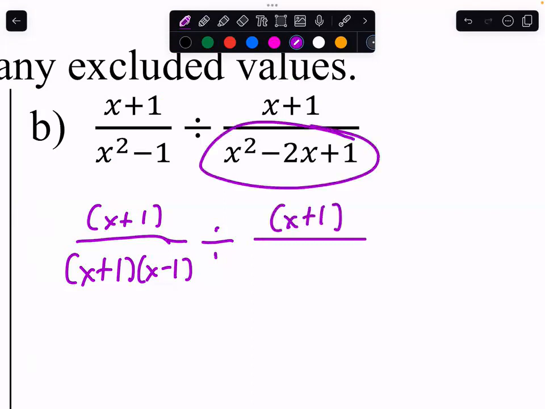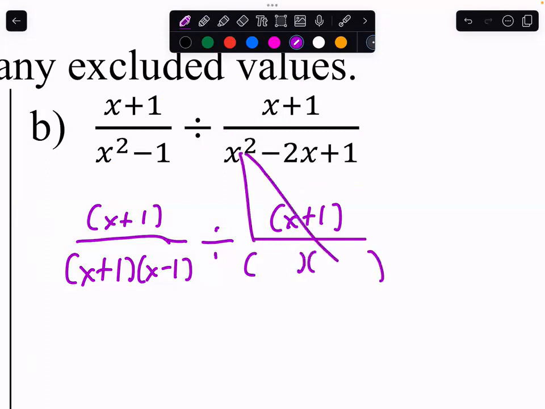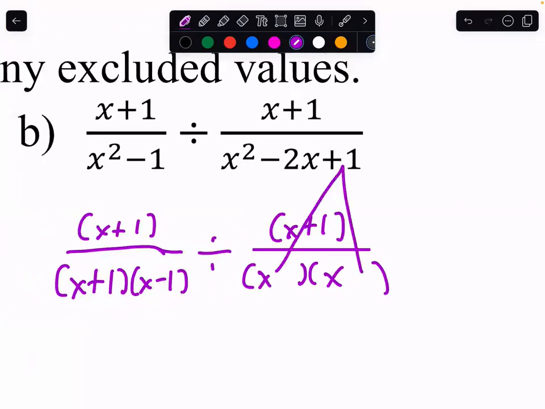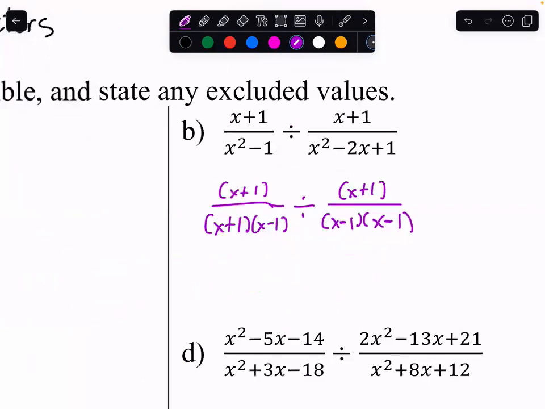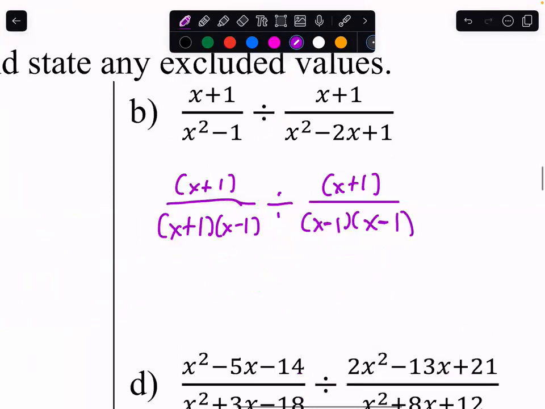Okay, and this trinomial over here, x squared comes from x times x. This time the constant is positive. So the two signs have to match, it's either plus times plus or minus times minus. The middle is negative, so it must be a minus times a minus. And the only way to get to 1 is 1 times 1. Okay, so here's your factored form.